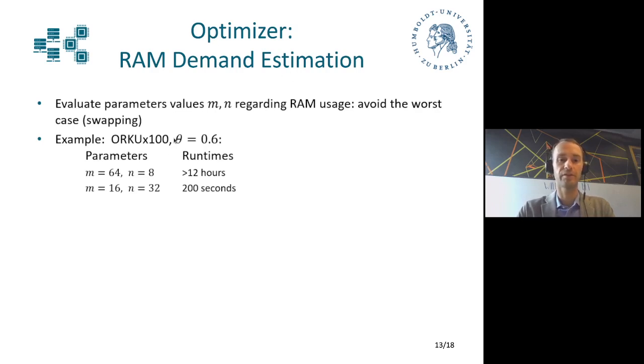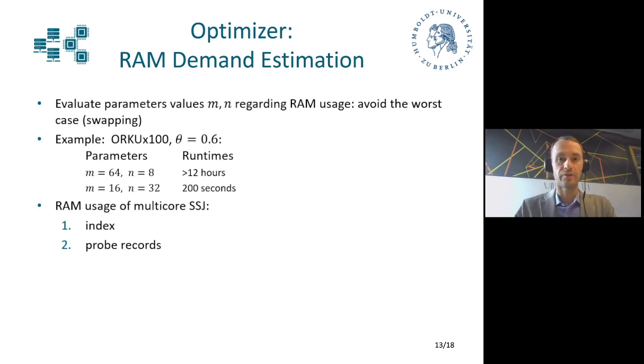This is one data set we used. We enlarged it by the factor 100. This is the similarity threshold here, and these are the parameters. When we choose m equals 64 and n equals 8, this means we use in total 512 nodes. We get a runtime of more than 12 hours. When we use the same amount of nodes with a different parameter setting, which is m 16 and n 32, then this only takes 200 seconds. And the reason for this is indeed swapping.